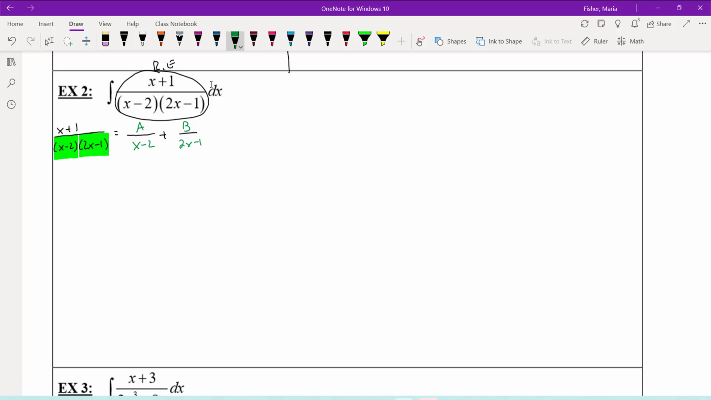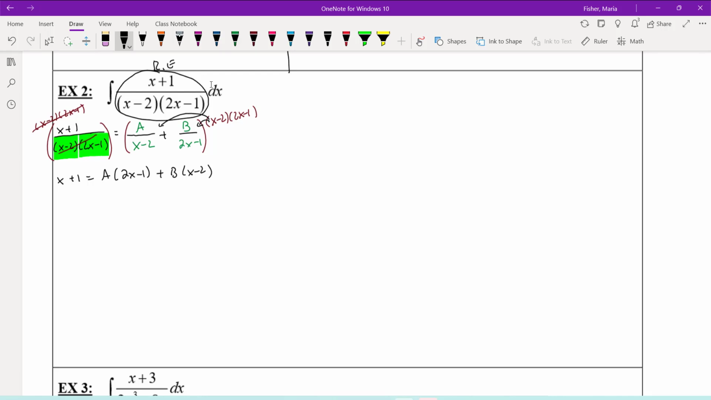Now what I'm going to do is multiply through by the denominator. So I'm going to multiply this guy here by (x minus 2)(2x minus 1), and then the whole entire thing over here by (x minus 2)(2x minus 1). The denominators are going to cancel on the left, and I'm just left with x plus 1. When I distribute to my first term, the x minus 2's cancel, and it's just A times (2x minus 1). And when I distribute to my second term, the 2x minus 1 cancels, and it's just B times (x minus 2).